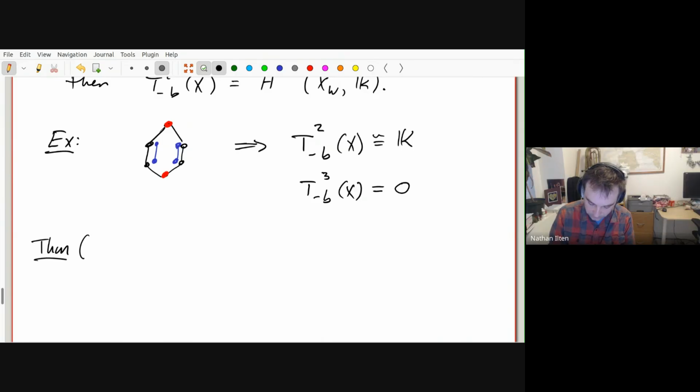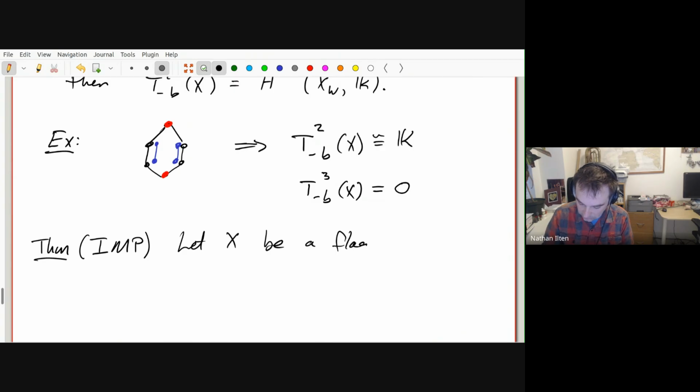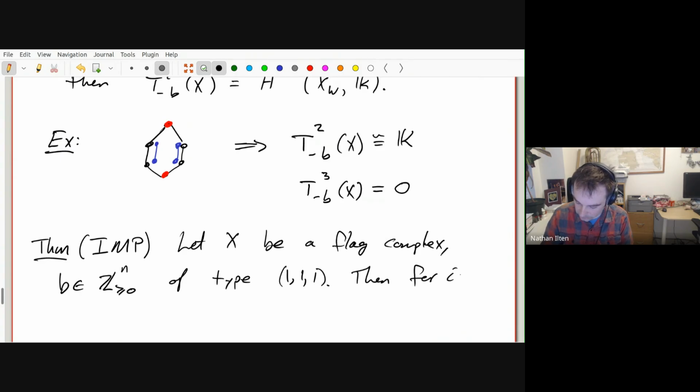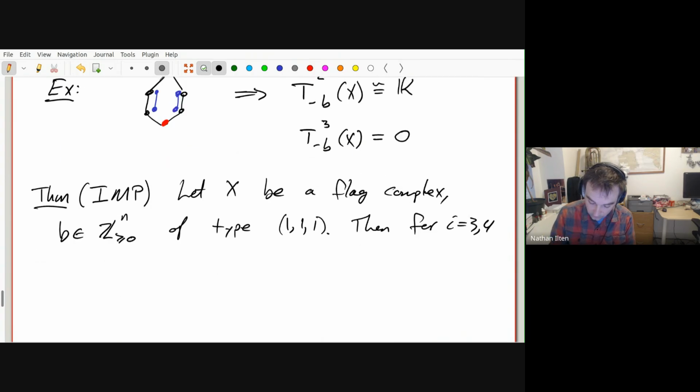So, theorem, again with Francesco and Andrea. Let X be a flag complex, B in Z greater than or equal to 0 to the n of type 1, 1, 1. Then for i equals 3 or 4, T_{i-B}(X) is isomorphic to H_{i-2}.